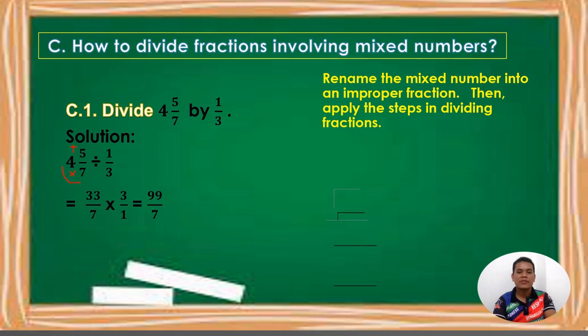Times, because we are going to apply the steps in dividing fractions here. So our 1/3, we get the reciprocal, that is 3 over 1. Then change the division sign to a multiplication sign. And what's next? We are going to multiply the numerators and the denominators, right? So we have here 33.